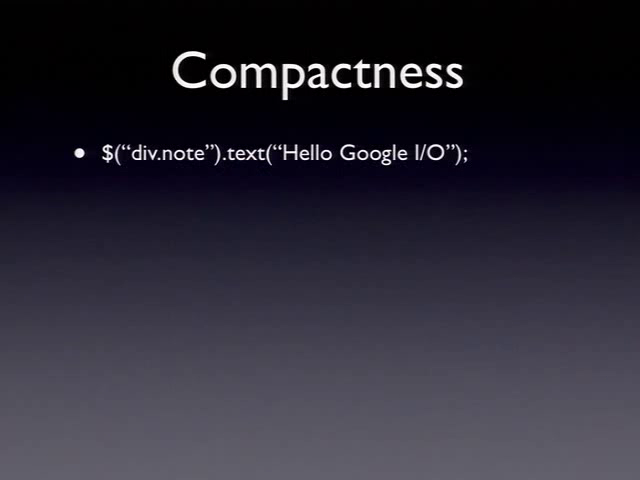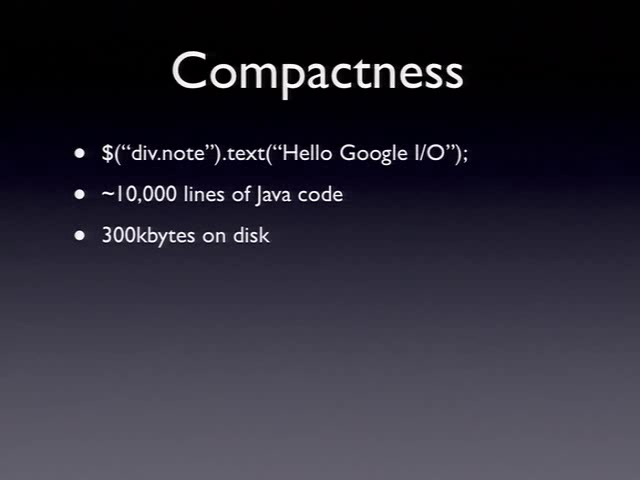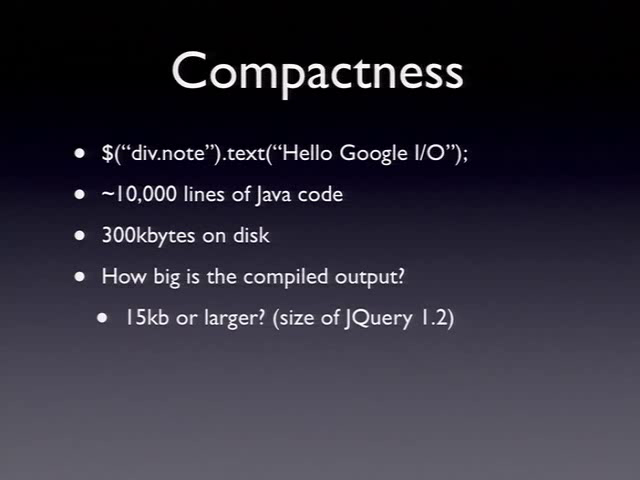Here's an example. This is one line of code from jQuery: $div.note. Find all the elements in the page with the class equal to note, and replace their inner text with hello Google I/O. So the GQuery library is about 10,000 lines of Java code. It's 300 kilobytes of source on disk. So what would be the compiled JavaScript output? 15 kilobytes or larger, maybe. So the size of jQuery is about 15 kilobytes on disk.